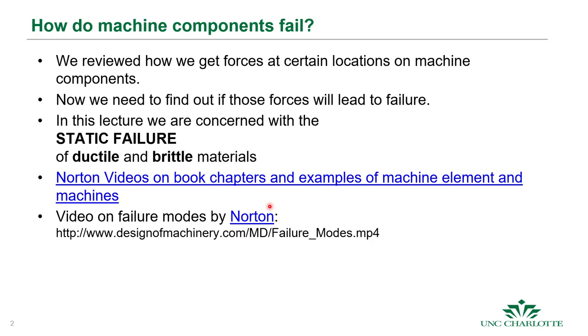In mechanical engineering, most of what we do is design against failure. We design for function, and then we have to design against failure. So we've reviewed how we get forces at certain locations, and how those forces result in stresses. We found that we need to find the locations on an object that have the highest stresses. We can find those from our load, shear, and bending moment diagrams, and find the different stresses at different locations. Then we need to find out if these stresses are sufficient to cause failure.